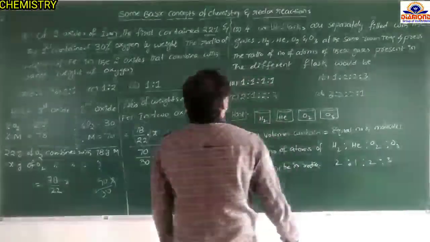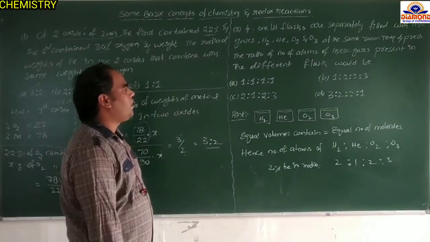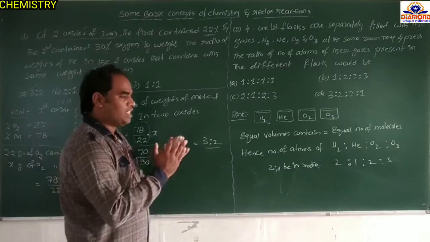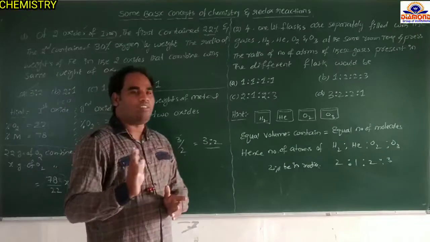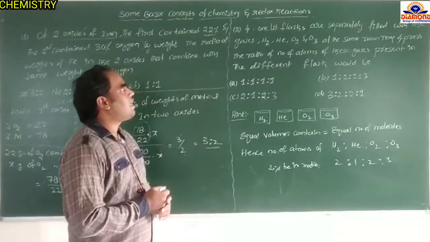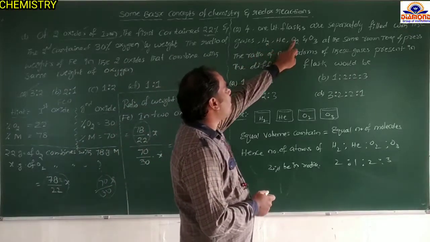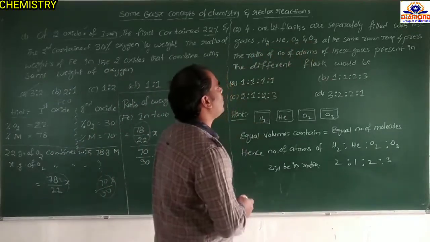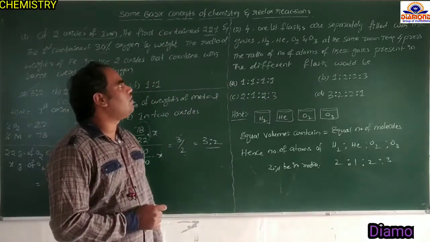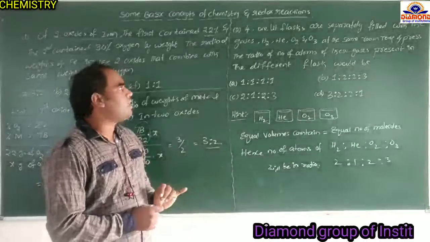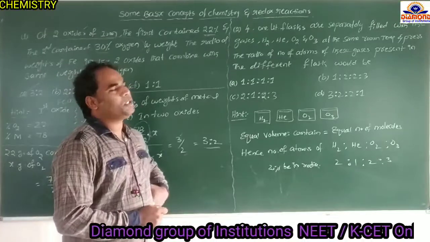Next, the second question. Four 1 liter flasks are separately filled with the gases hydrogen, helium, oxygen, and ozone, at the same room temperature and pressure.